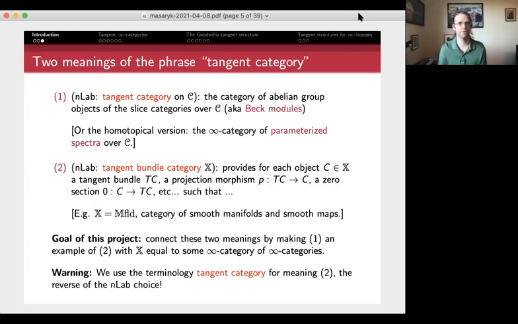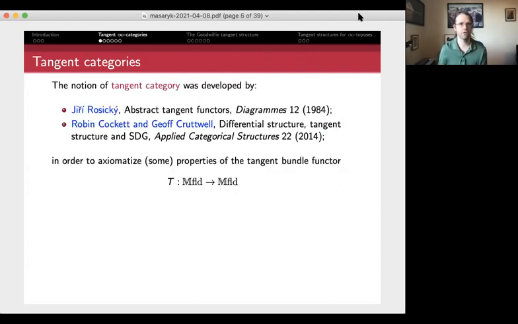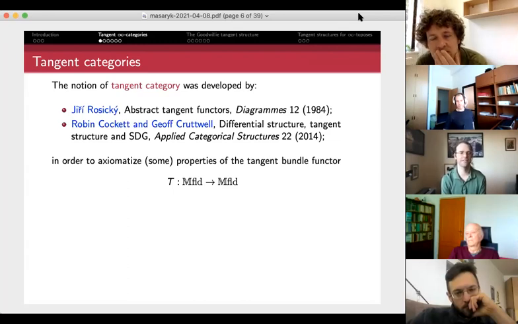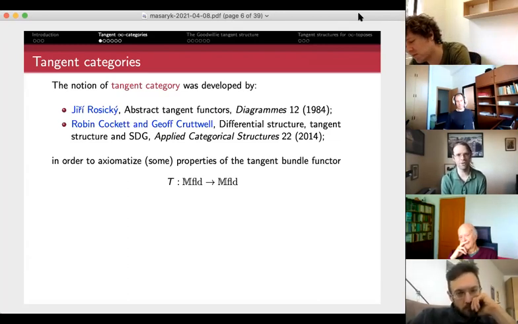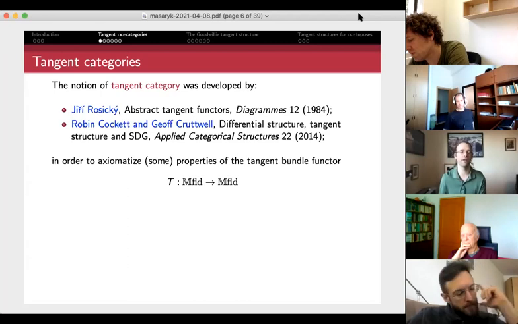All right, so let's start with number two here, and this theory of tangent categories in that sense. This notion was first developed by Rosický in 1984, and then developed much more recently by Cockett and Cruttwell. As I understand it, and obviously Yoshi can give more correction if I'm misrepresenting the motivation here, one of the ideas is just to try to axiomatize some of the categorical properties of the tangent bundle functor. The tangent bundle gives you a functor on the category of smooth manifolds and smooth maps, and you want to axiomatize some of the properties of that functor and apply them to other categories.